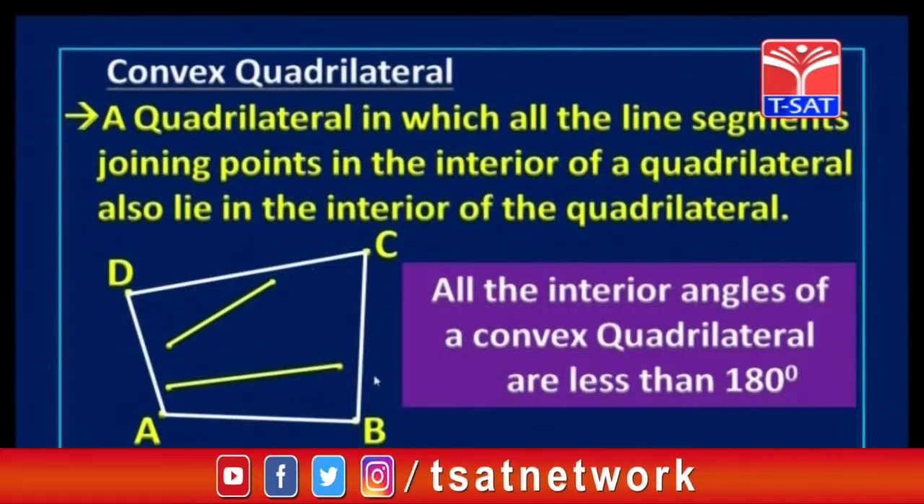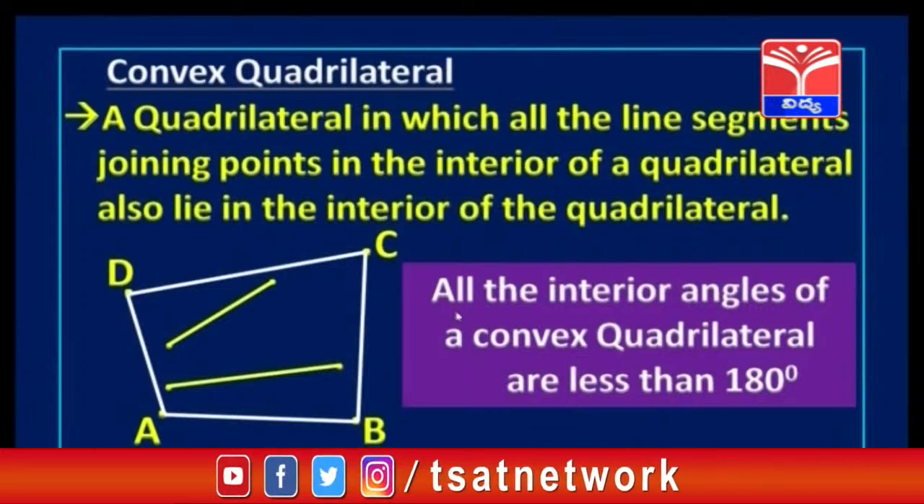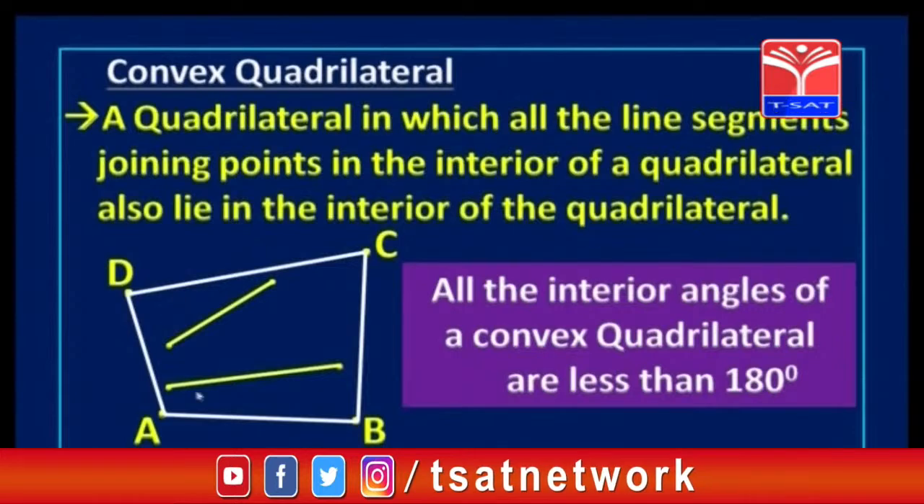From this what you can understand, children? You can take any 2 points in a convex quadrilateral and join them. What you observe? All the points which lie on the line segment are lying in the interior of the quadrilateral. Such a quadrilateral is called convex quadrilateral. Children, here you have to understand one thing. All the interior angles of a convex quadrilateral are less than 180 degrees. Children, here angle A, angle B, angle C, angle D are always less than 180. All the interior angles of a convex quadrilateral are less than 180 degrees.